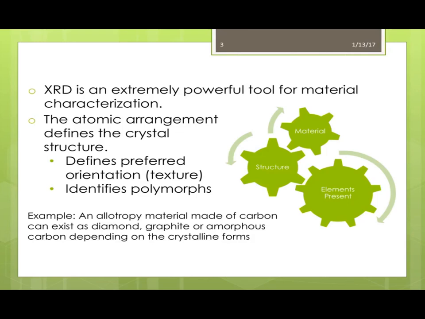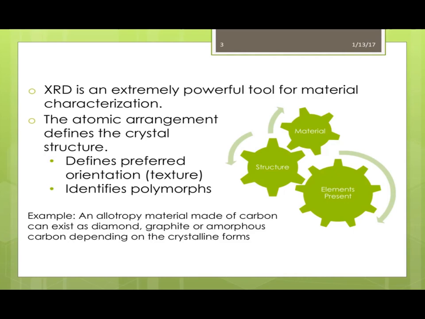A material composed of only one element is called an allotrope, and this can be a polymorph. A polymorph is a material with the same composition but different structure. The best example I can come up with is carbon. Carbon can either form graphite or diamond or even an amorphous structure depending on its crystalline form. So in the case of carbon, it's extremely important to not only identify the element carbon is present, but also the structure that it takes to understand what material you're working with.